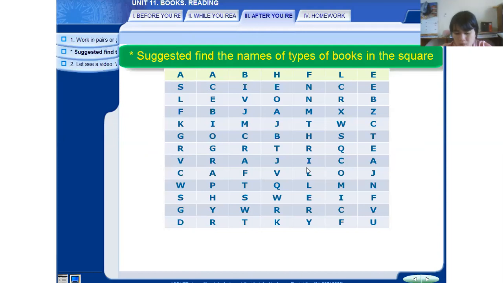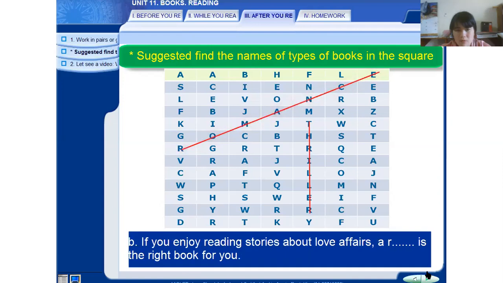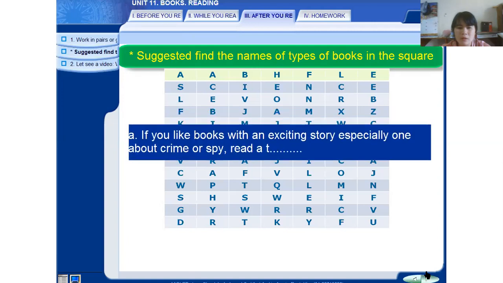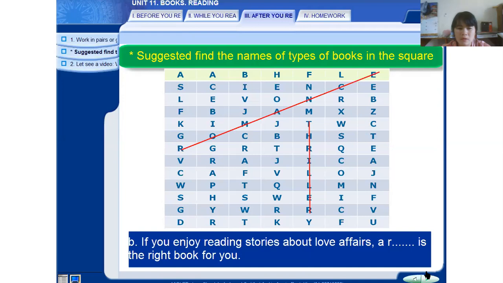If you like a book with an exciting story, especially the one about crime or spy, từ này bắt đầu bằng chữ T. Nó là thể loại ly kỳ, đúng không? Chúng ta có thể thriller, thriller. If you enjoy reading stories about love, nếu bạn thích những câu chuyện về thể loại tình yêu, cái này có thể romance, romance.